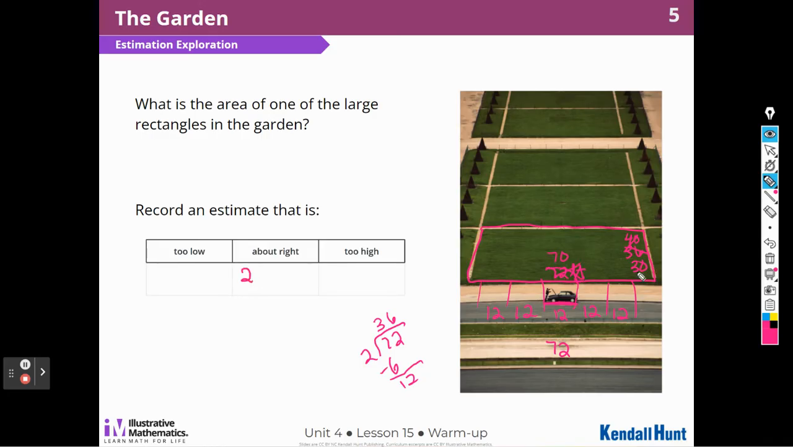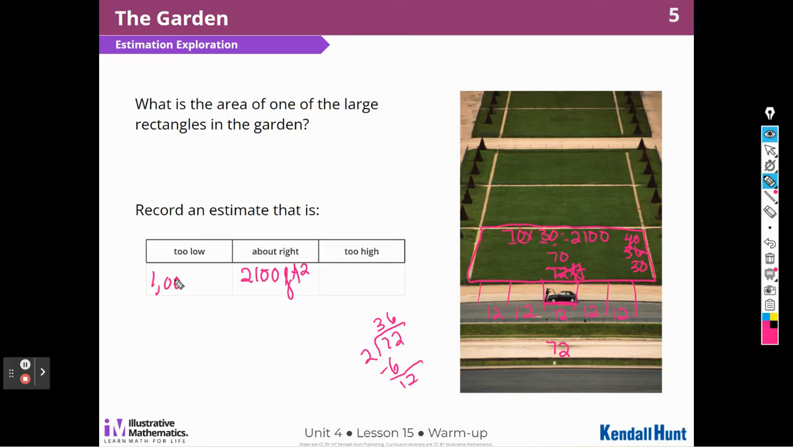Remember, 7 times 3 is 21. So that would be 70 times 30. 7 times 3 equals 21. And then I can just add the 10 times 10, which is 100. So 2,100 feet squared is my estimate. That's about right. So what would be too low?